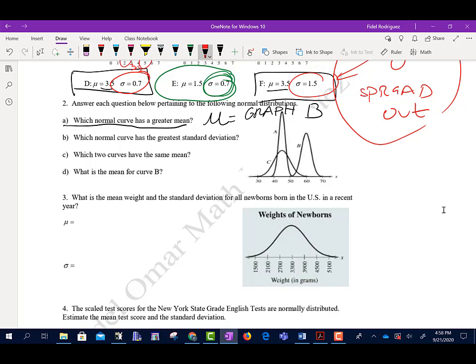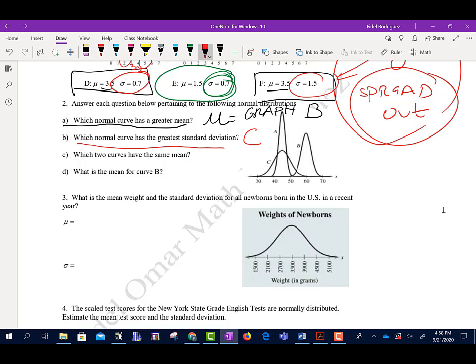Now, let's take a look at part B. Which graph has the greatest standard deviation? So which graph is more spread out? Because the bigger the standard deviation, we said the graph was going to be more spread out. I would say C. Look at the graph of C, it's more spread out compared to A and B.